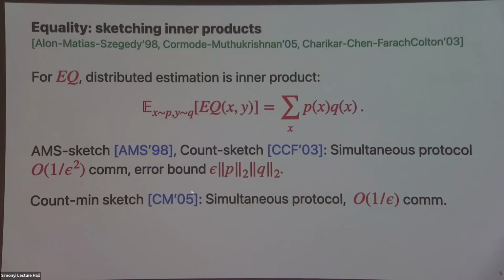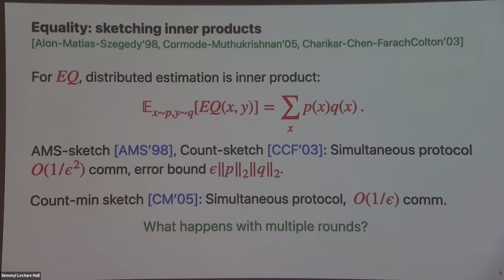Improving on this, we have this famous count-min sketch due to Cormode and Muthukrishnan, which is a simultaneous protocol. It only requires 1 over epsilon communication. It won't give you the stronger error bound. It will just give you an error bound of epsilon.